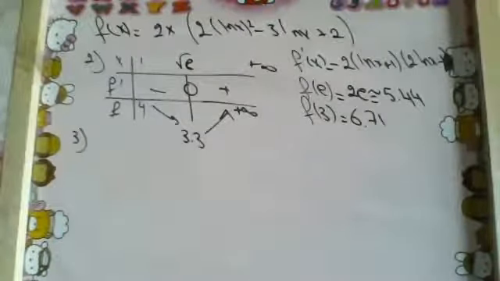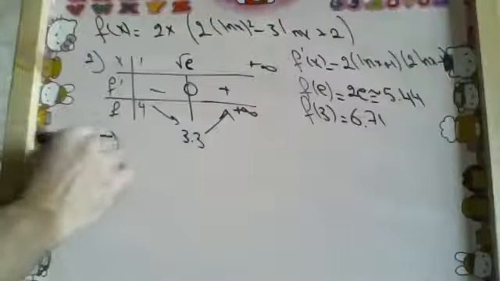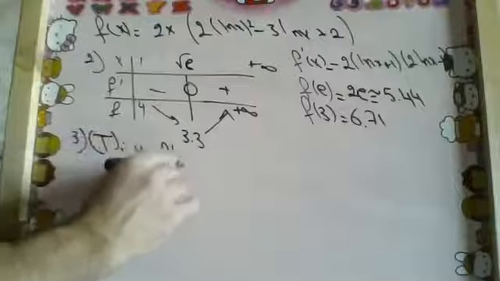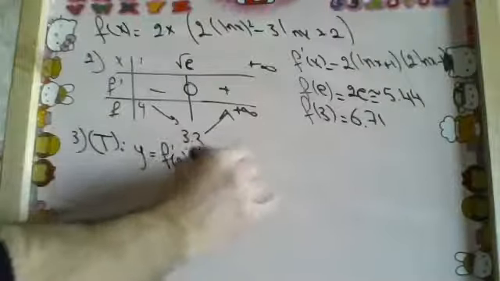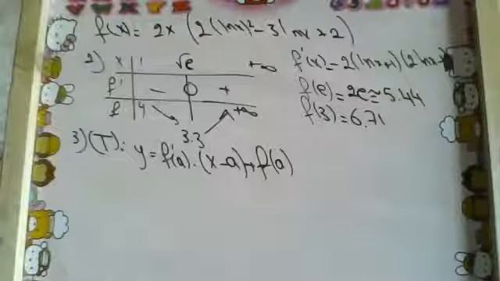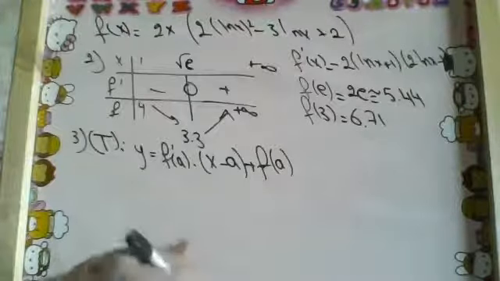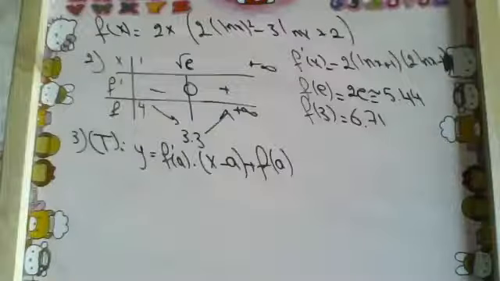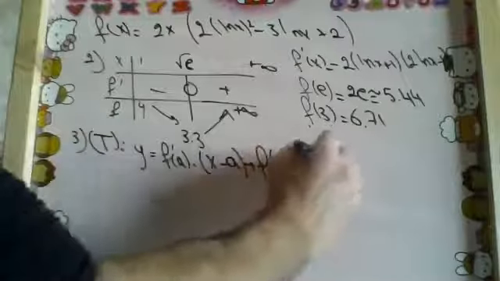Now part 3: find an equation of tangent line t at point A of abscissa 1. Find the equation. We need f prime of a times x minus a plus f of a. The same equation we used last year. The point of abscissa 1, so a is equal to 1.